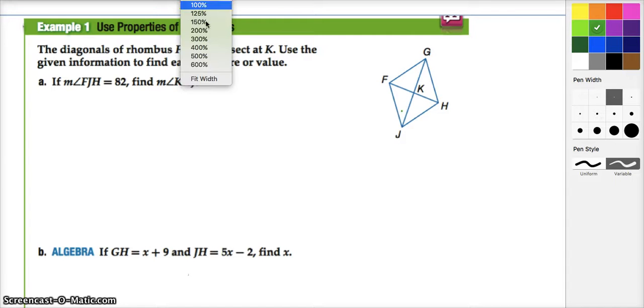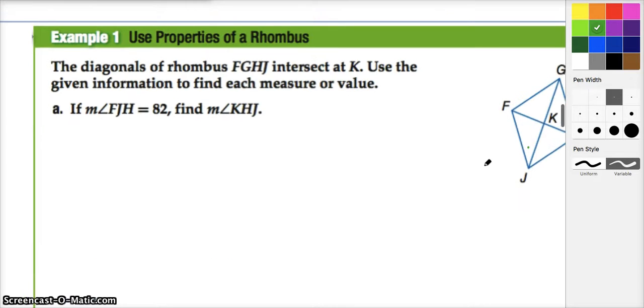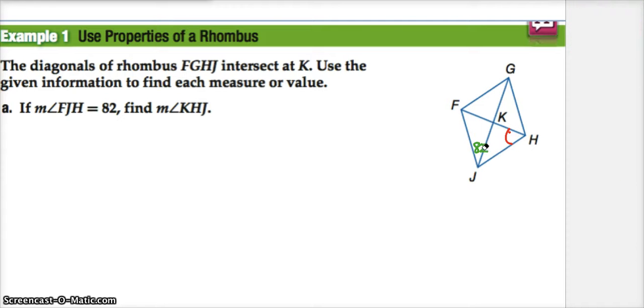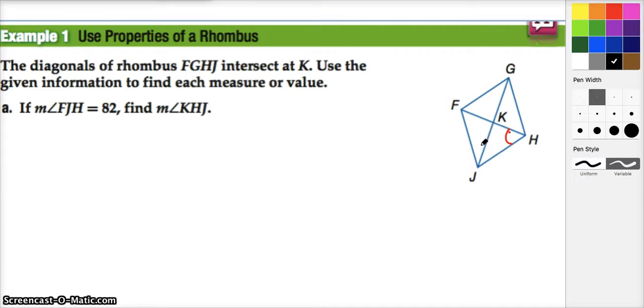Let me zoom in on this a little bit. So we're given that this angle value is 82 degrees. Let me put an 82 here. And then we're supposed to find K, H, and J. So our goal is to find this guy. Let's highlight that in red. And I'll make this a little bit smaller as I try to put that 82 in there a little bit neater. All right, so we've got that this is 82 degrees, and we need to figure out some other information.